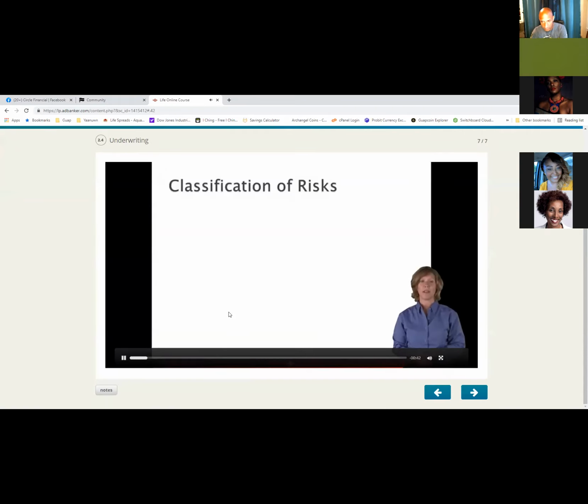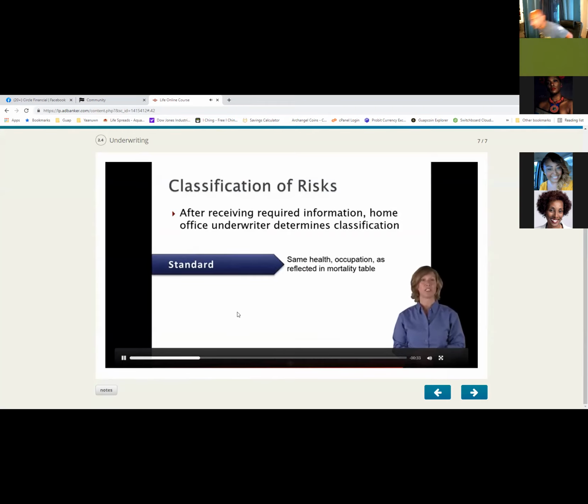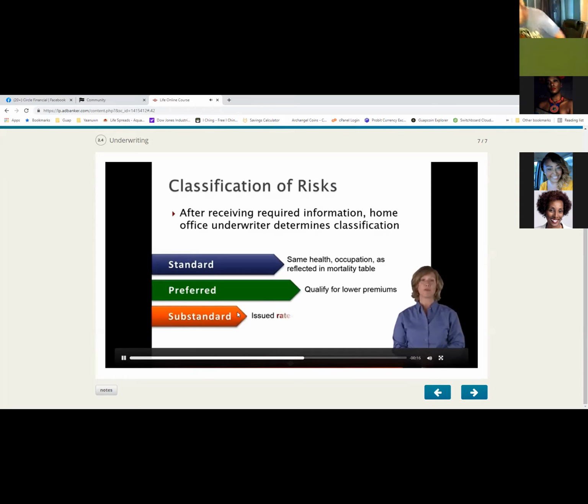After receiving required information, home office underwriters determine classification. A standard classification is one in which there is the same health and occupation as reflected in the mortality table. It is considered an average risk. A preferred risk is a better than average risk. It is a lower risk and qualifies for lower premiums. A substandard risk is a risk of high exposure. This is usually issued as a rated policy. Now, the policy may be classified as declined or a refusal to issue coverage. In that case, the applicant is considered uninsurable.